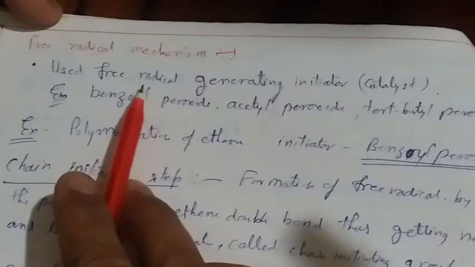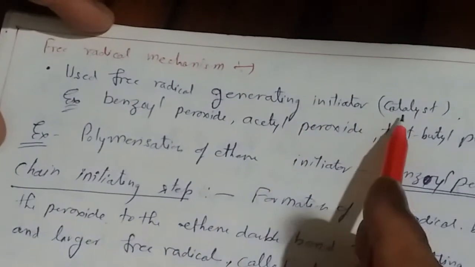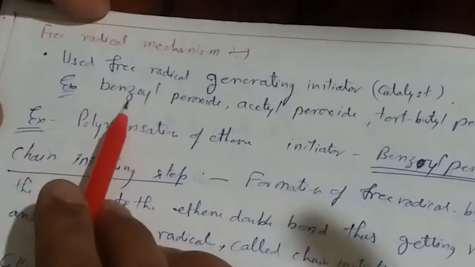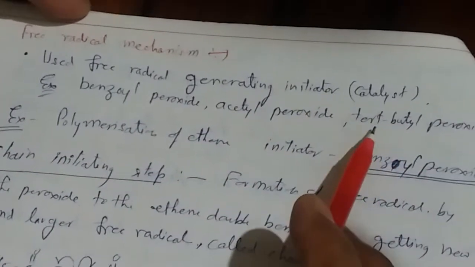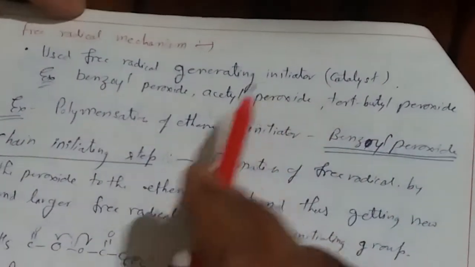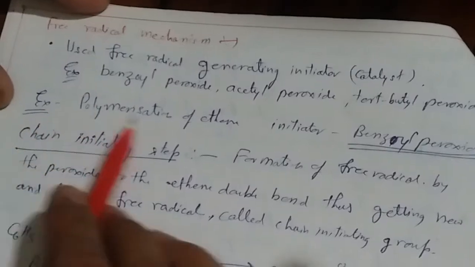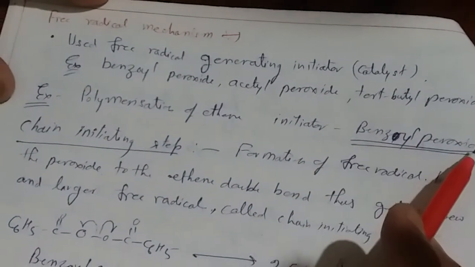The free radical mechanism is part of addition polymerization. For free radical generation, an initiator or catalyst is used, like benzoyl peroxide, acetyl peroxide, and tertiary butyl peroxide, which are used as initiators. For example, polymerization of ethene with initiator benzoyl peroxide.